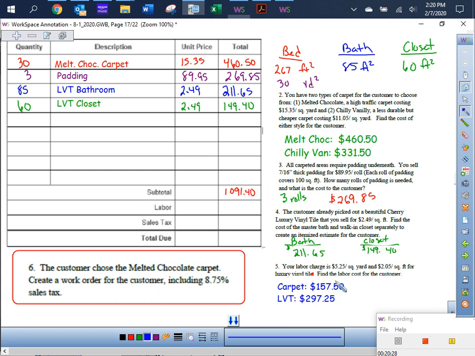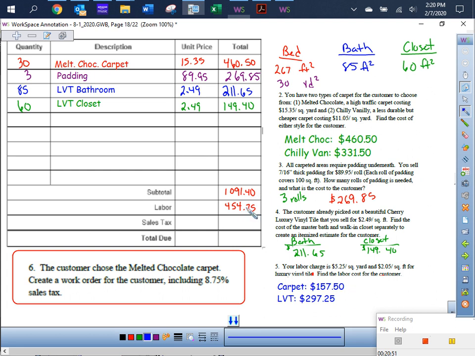Then we do our labor, right? I don't specify the difference in labor on the work order, like I have that over here figured out, so I'm just going to add those together. You might check with your teacher, Mrs. Getz or Mr. Dreyer, they might want you to put it differently, but I say just add those up and put them there. So boom, that's $454.75 is what that all added up to be.